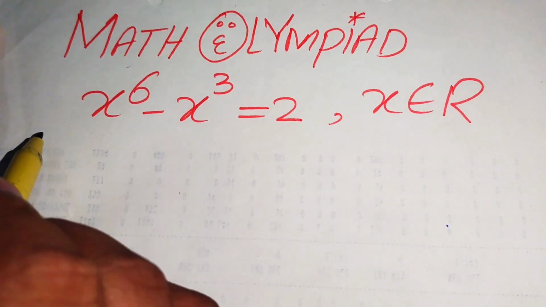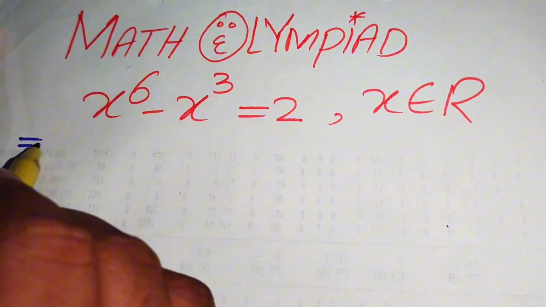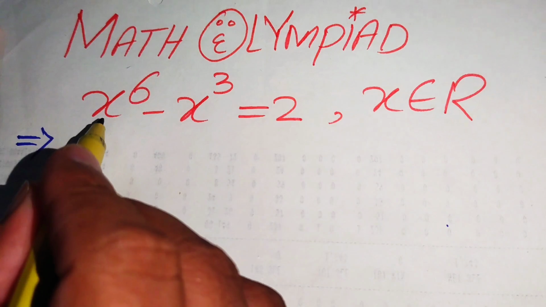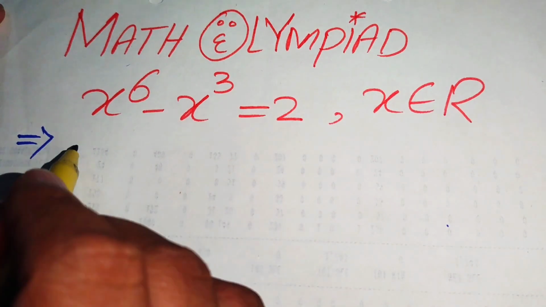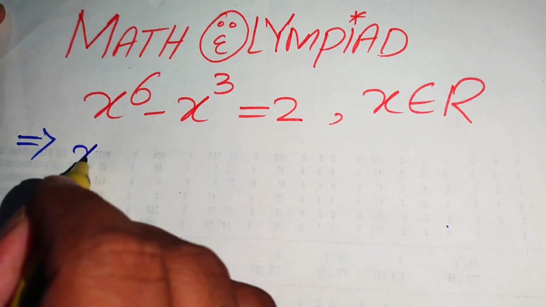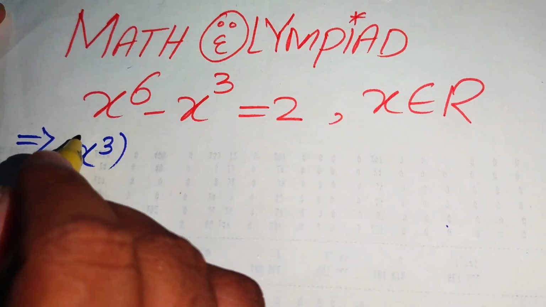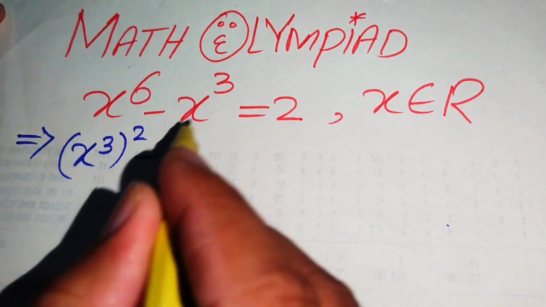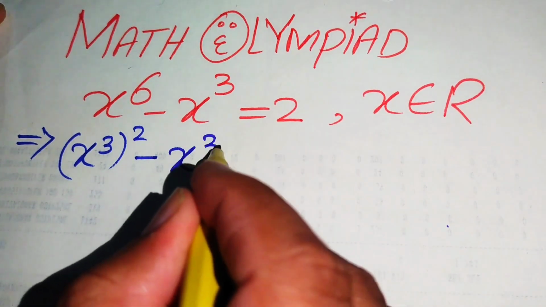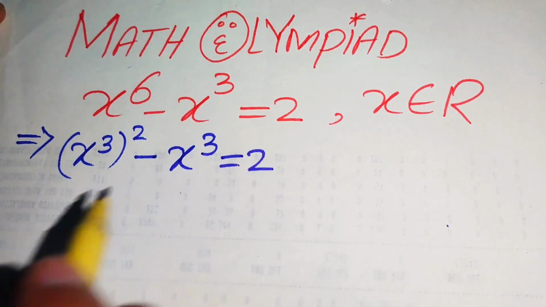So the very first step we are going to do is rewrite this equation. Here we have x to the power of 6, and we write it as x cubed, whole squared, minus x cubed equals 2.